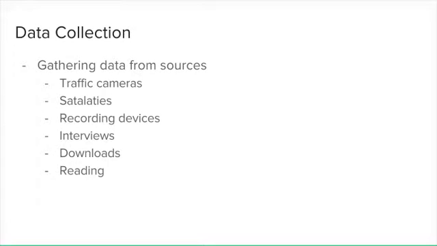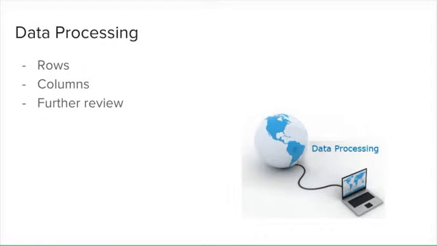The second step of data analysis is data collection. As the name suggests, this step includes gathering the raw data from various sources. Some methods of collecting data include sensors in the environment, such as traffic cameras, satellites, and recording devices. Data can also be obtained through interviews, downloads from online sources, and reading documentation.